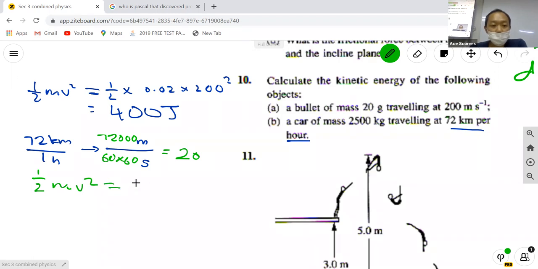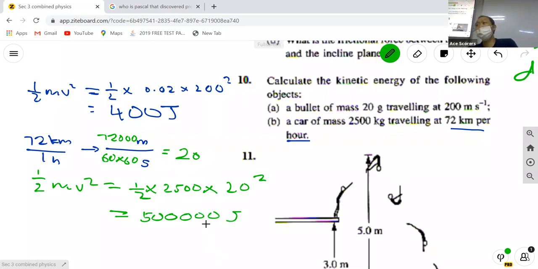Next, we use the formula half mv squared, where we will have half times 2,500 times v, which is 20 squared. So we end up with 500,000 joules. Okay, 500,000 joules. So it's the same kind of calculation.